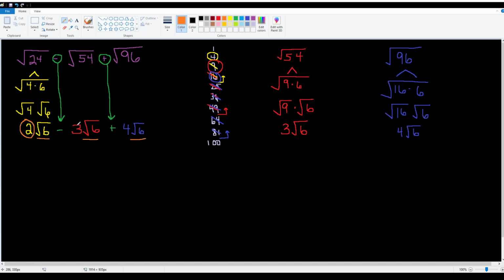So I'm going to take my coefficients and combine those. So 2 minus 3, because again we have to worry about this sign, is -1, plus 4 is going to give me 3, and then the square root of 6. So my final answer would be 3 square root of 6.